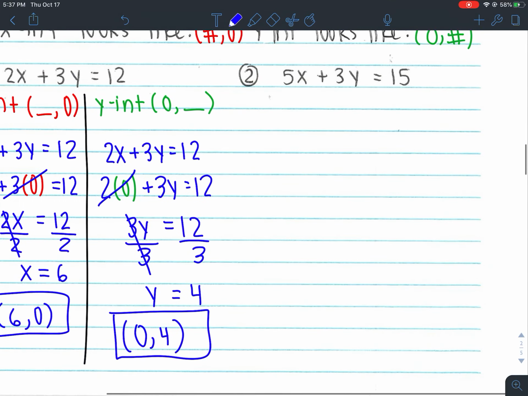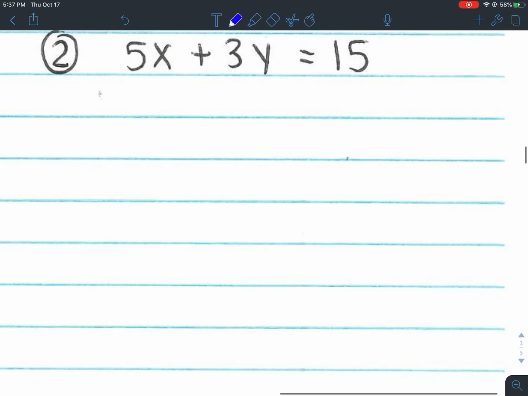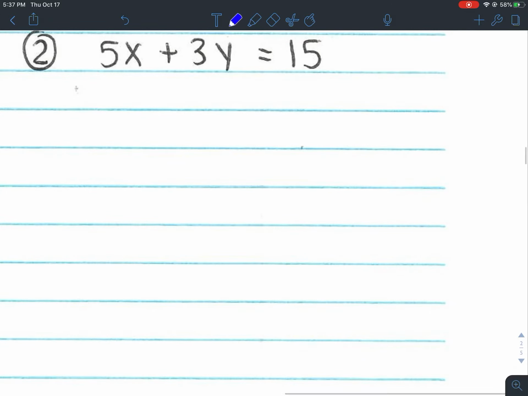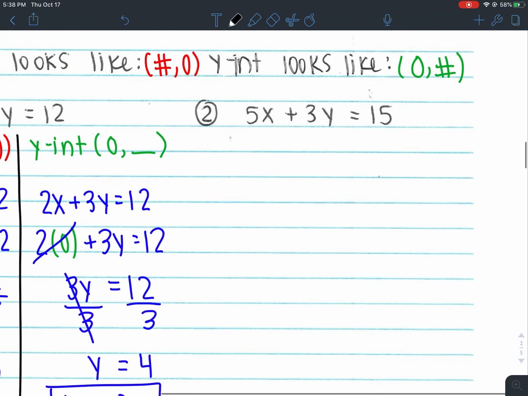Well, that's exactly what I got, right? I got 6, 0 and 0, 4. So I did this correctly. So if you ever want to check yourself, you can always use Desmos.